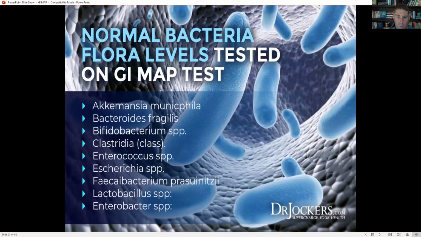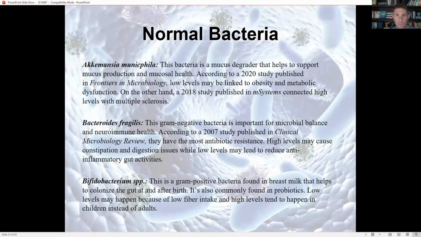Now, Akkermansia, which unfortunately I didn't have on this, but Akkermansia is one bacteria, and you can see that its last name, muciniphila, means mucus loving. It lives deep in the mucus membrane, and that bacteria is a mucus degrader. It helps support mucus production and mucosal health. According to a 2020 study published in Frontiers in Microbiology, low levels of it may be linked to obesity and metabolic dysfunction. On the other hand, a 2018 study published in mSystems connected high levels with multiple sclerosis. So again, you want these to be in balance in general. But for the most part, Akkermansia muciniphila is a very good, healthy bacteria.